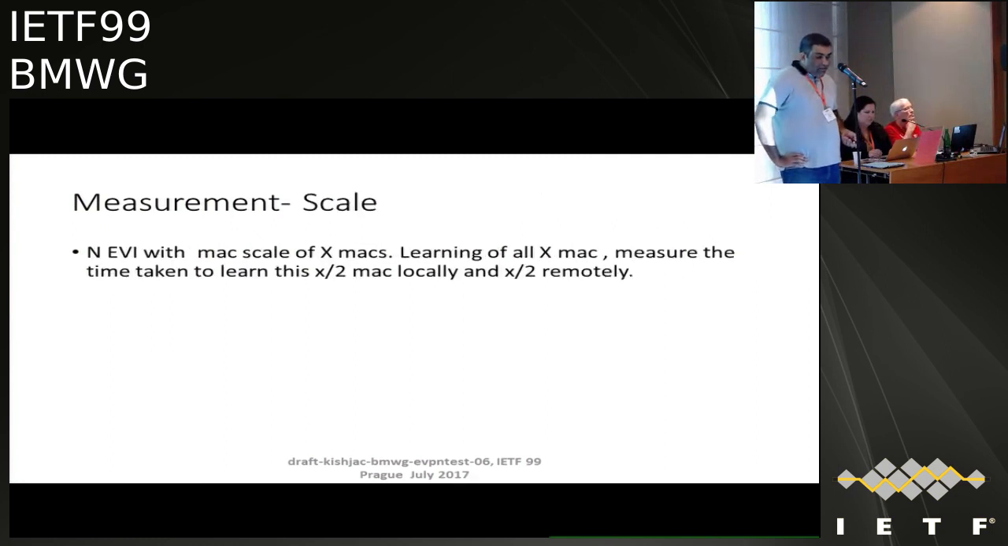And this is a scale test. So we scale it to n EVPN instances, and we measure the maximum MAC addresses learned, as well as the EVPN scaling. So how long it will take to learn the MAC, and how long it can sustain that particular scale. So that is one parameter we are testing.